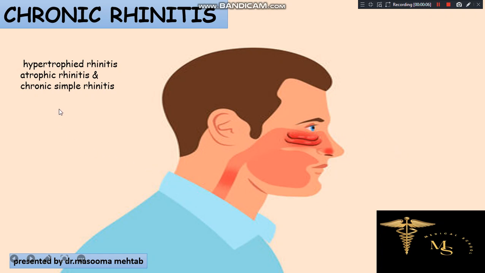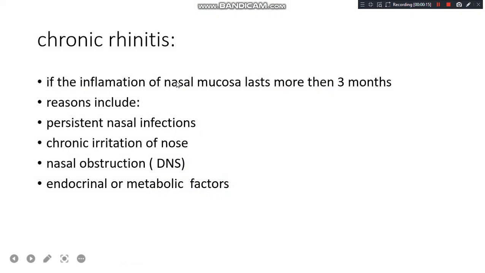So today we are going to learn about chronic rhinitis and its types. They are hypertrophic rhinitis, atrophic rhinitis and chronic simple rhinitis. So what is chronic rhinitis? It's inflammation of the nasal mucosa, and if it's lasting more than 3 months, you can say that it's chronic rhinitis. So what are the reasons of chronic rhinitis?